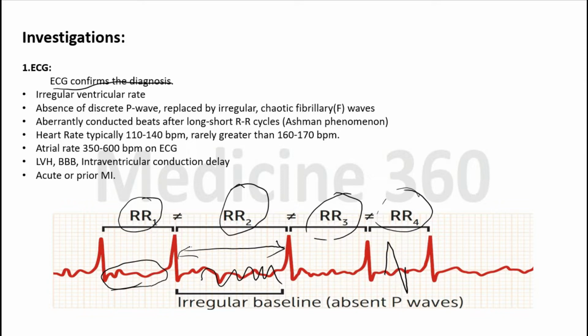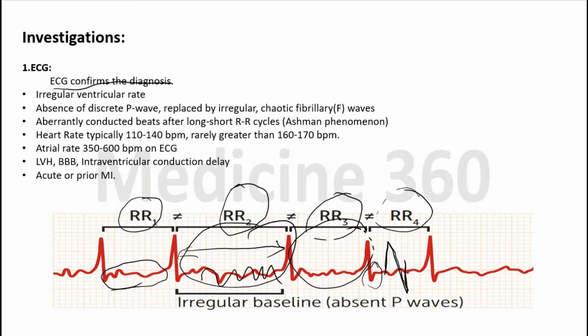Actually, the myocardium is in its refractory period, but as the atrial rate is increased, the ventricles abnormally show the QRS complex while the myocardium is in its refractory period. So aberrantly conducting beats after a long and short RR cycle are called Ashman phenomenon.